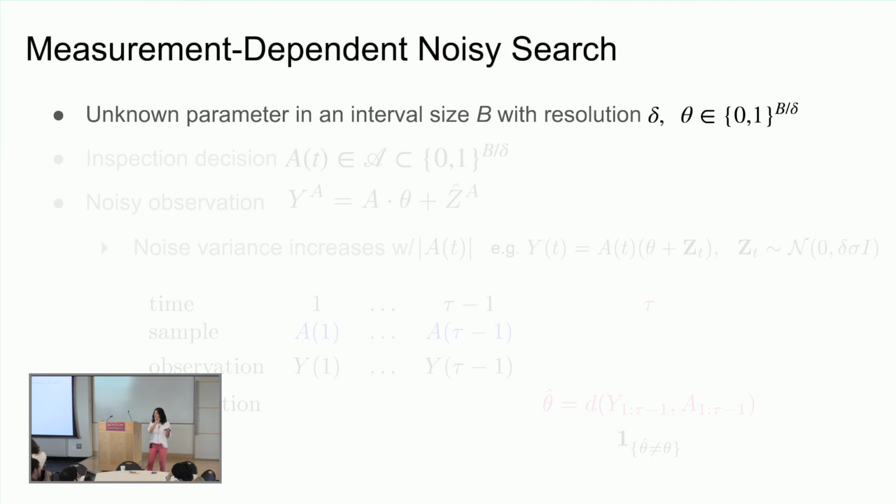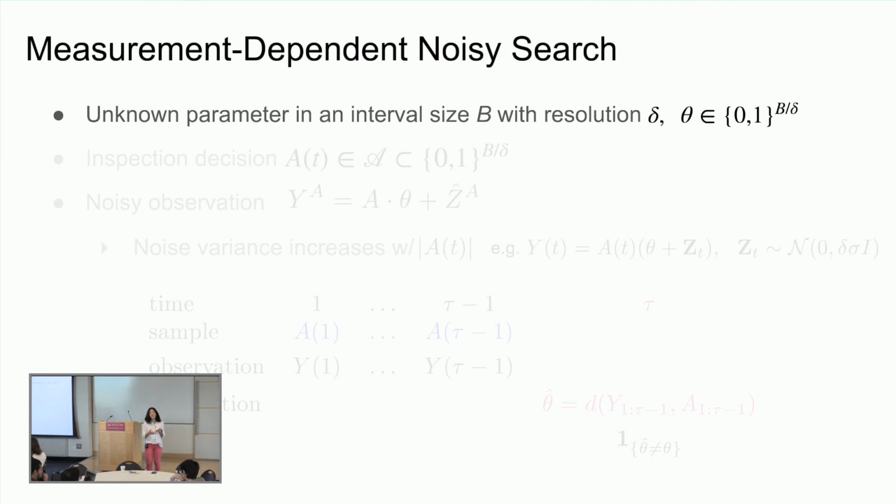So you can think of it as taking B divided into bins of size delta. So I have B over delta locations, and I'm asking myself to find the location of the parameter within this resolution, giving me the index of the bin that contains the parameter.